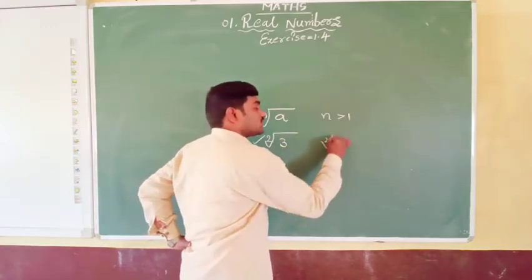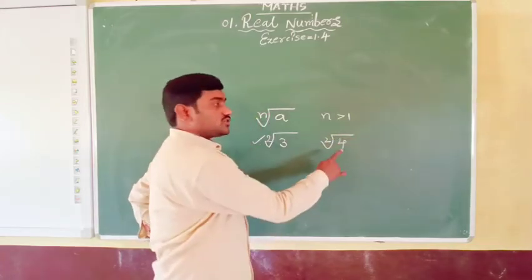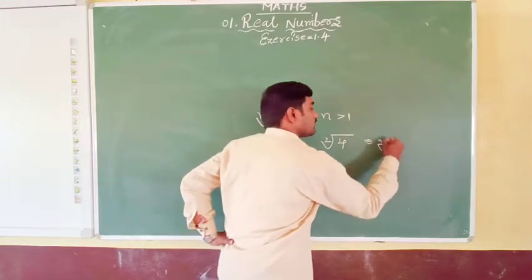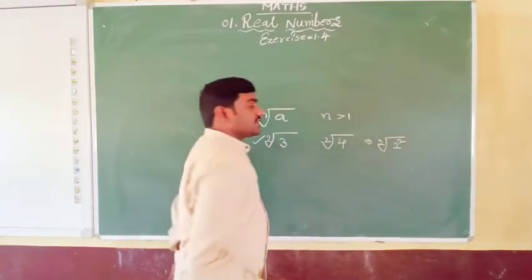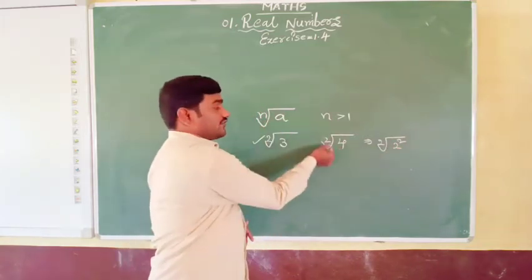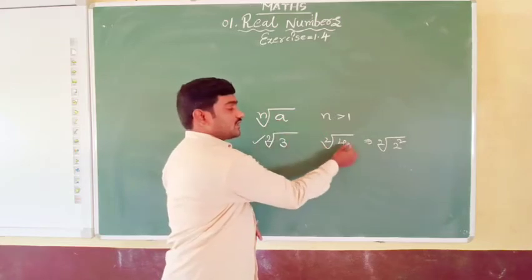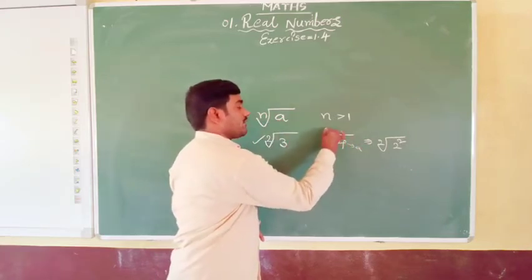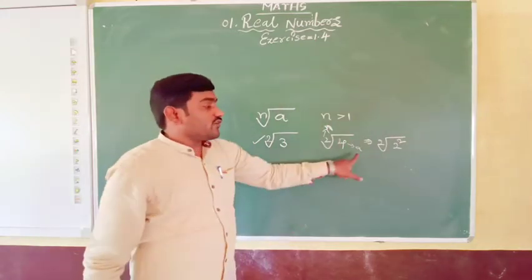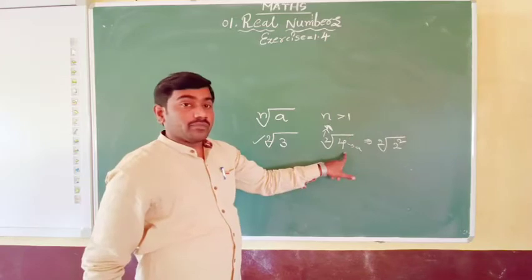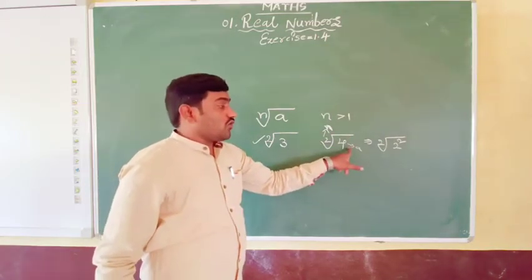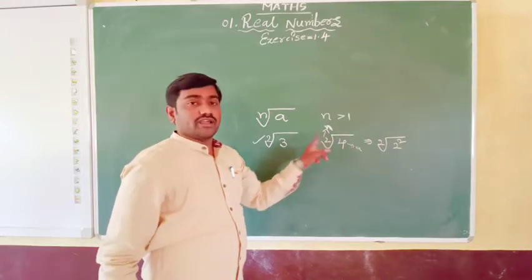Now let me write the square root of 4. When we factorize this 4, we can write 2 squared. If you assume the form nth root of a, this 4 is called a and 2 is called n. If you factorize, a is in the form of an nth power, that means we can write 4 as 2 squared.